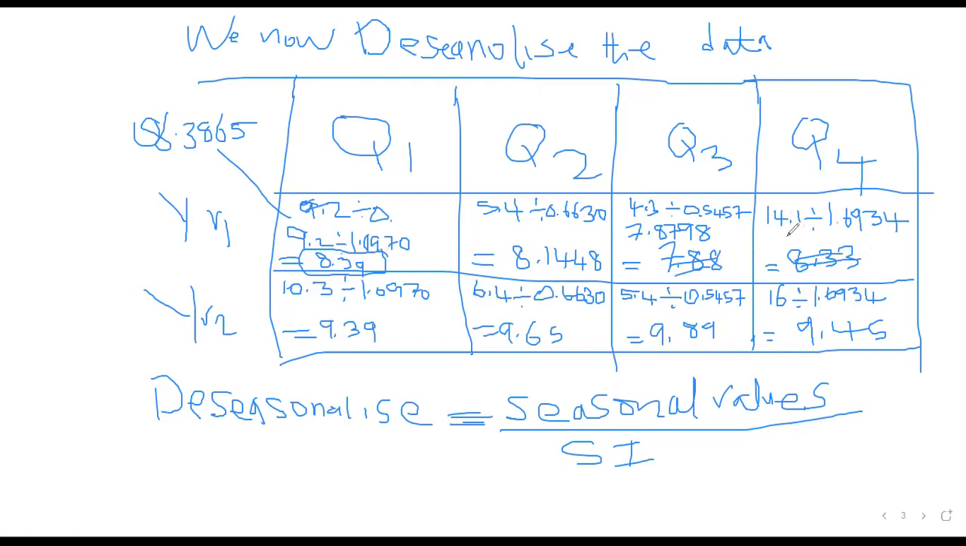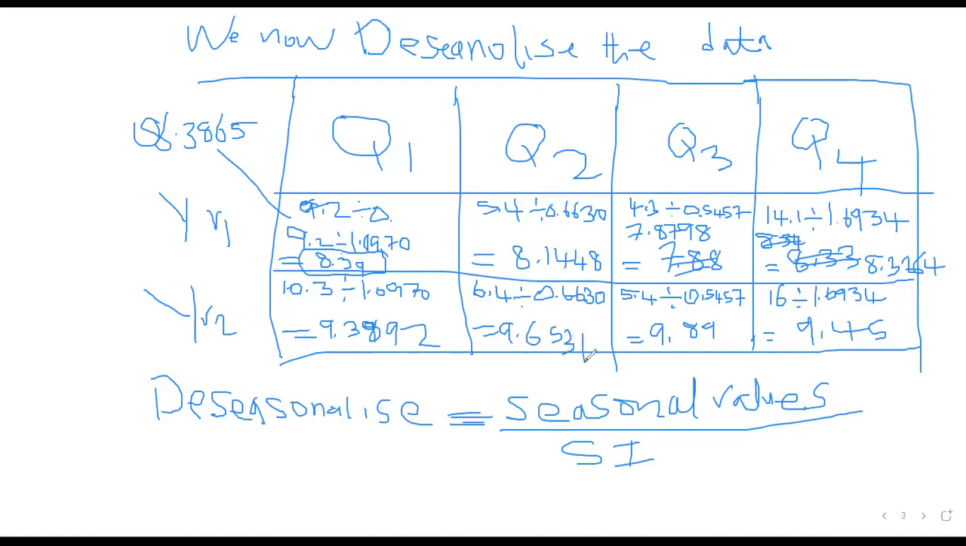So here this one will give us 8.3264. Then the other one, 10.3 divided by 1.097, 9.3892. The 6.4 divided by 0.6630 is 9.6531.